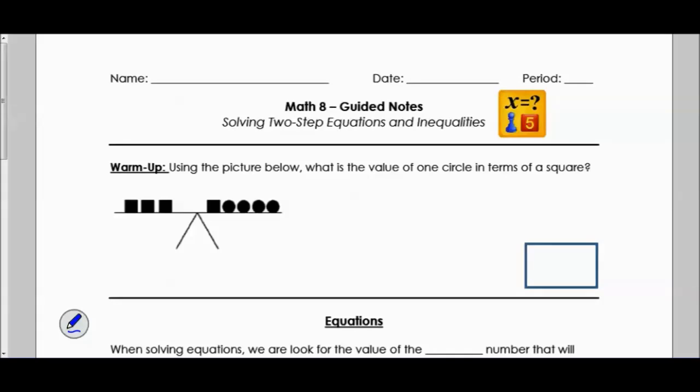So this is our introduction to solving two-step equations and inequalities. You should have seen a little bit of this last year and some of it on our homework with the one-step and two-step equations. Now we're going to really figure out the differences between equations and inequalities and get into a little bit tougher equations.